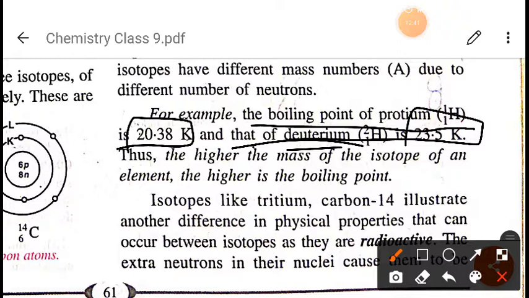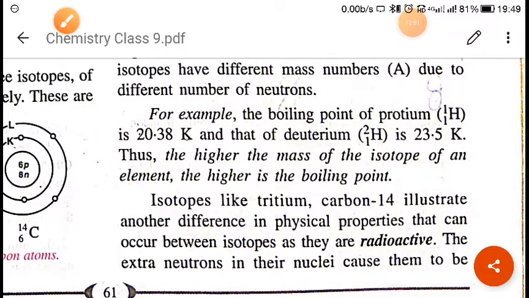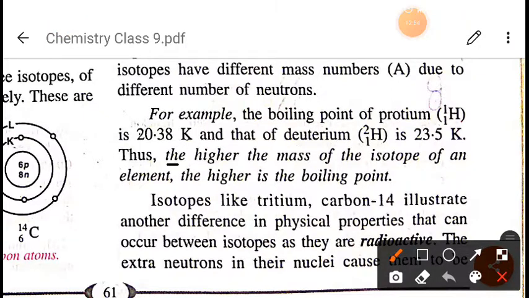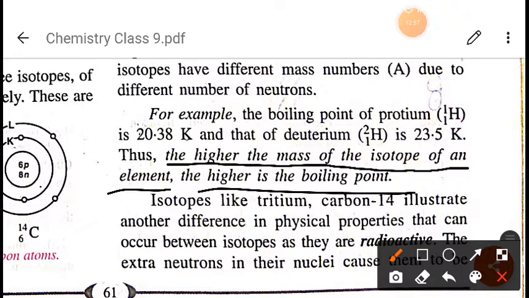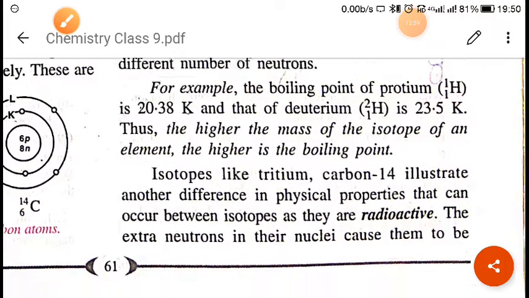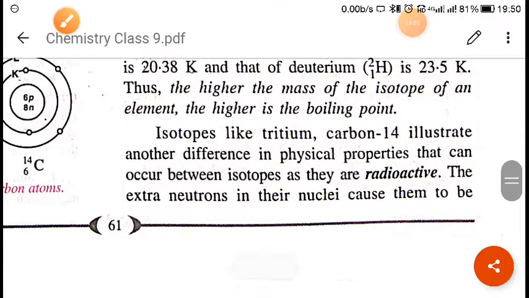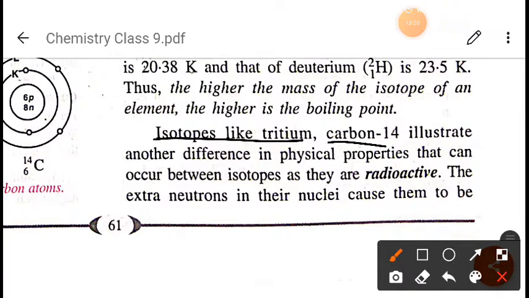Density and boiling point are physical properties, right? And you can see there is a change in the physical property. So at last we can say, the higher the mass of the isotope of an element, the higher will be the boiling point.